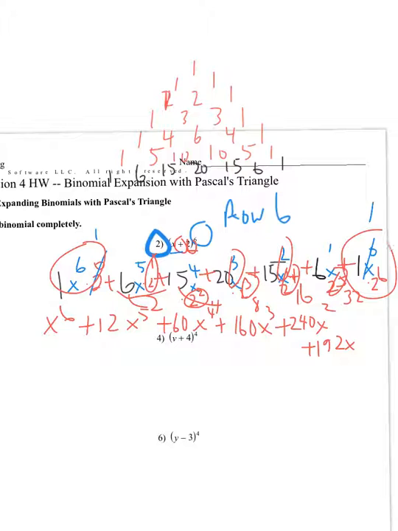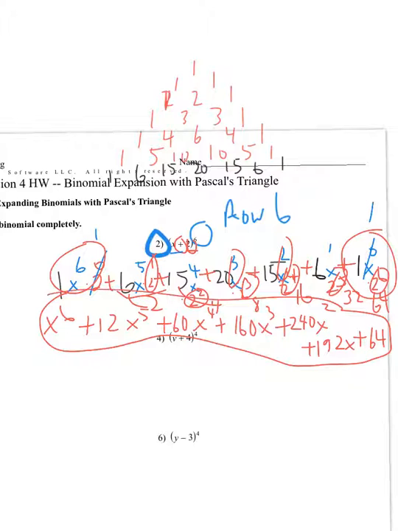And then on this last term, I've got 2 to the 6th times my x to the 0, which is 1, times 1. So really it's just 2 to the 6th, which is 64. So my last term here is plus 64. So it's x to the 6th plus 12x to the 5th plus 60x to the 4th plus 160x cubed plus 240x squared plus 192x plus 64.